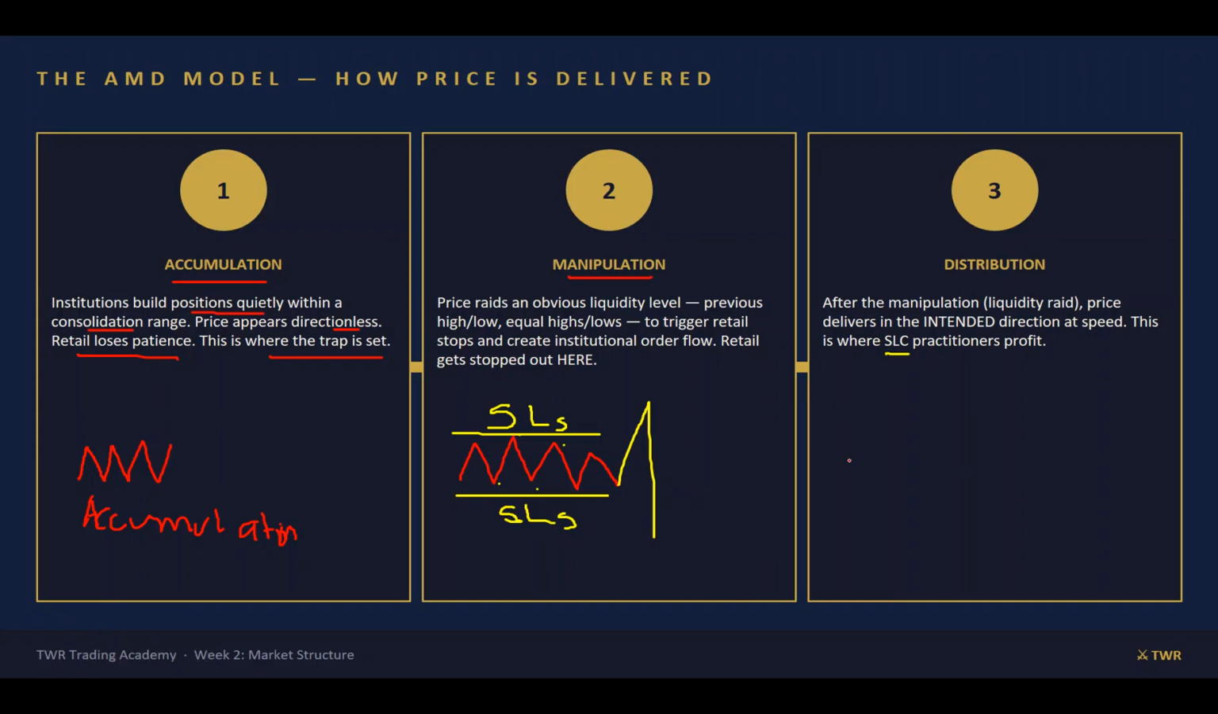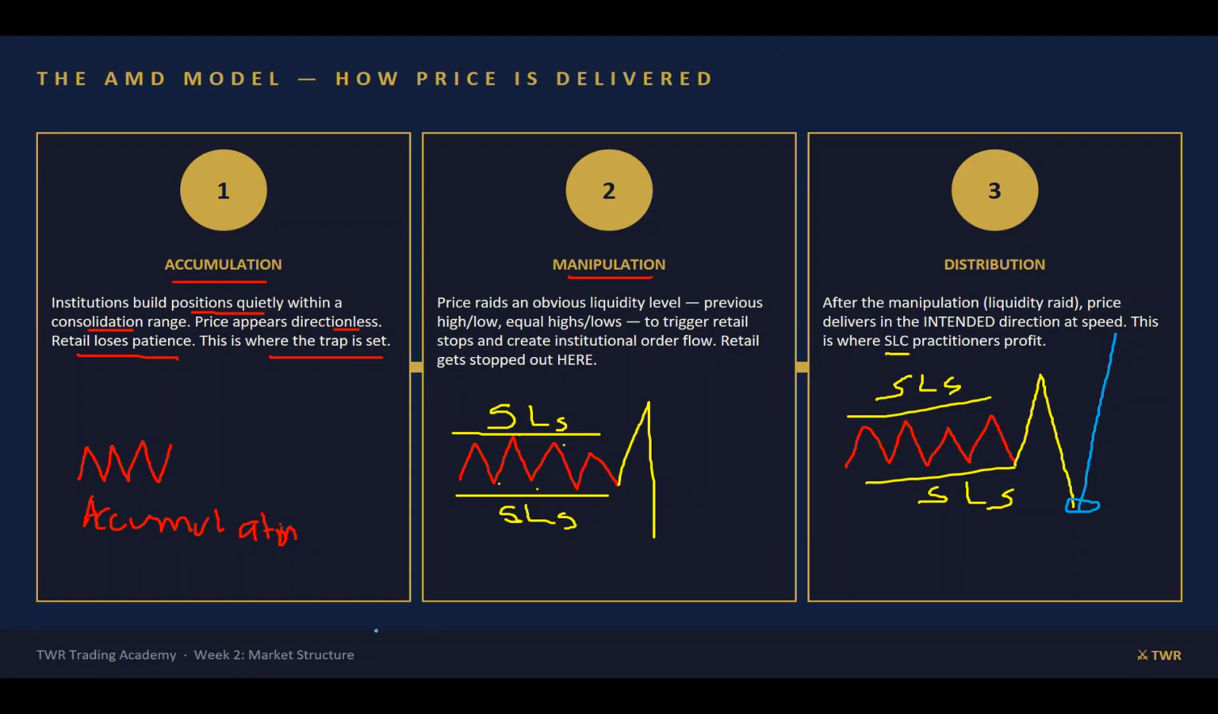So we said we begin with the accumulation point. Accumulation, accumulation. Most retail traders are trapped in the accumulation point. After the accumulation, we see the manipulation. You'll see price comes and takes out the stop losses of the retail traders. Then after they've been taken out, now we have the real move, and when the real move plays out, that is the distribution. Okay, so we wait for this one to happen.